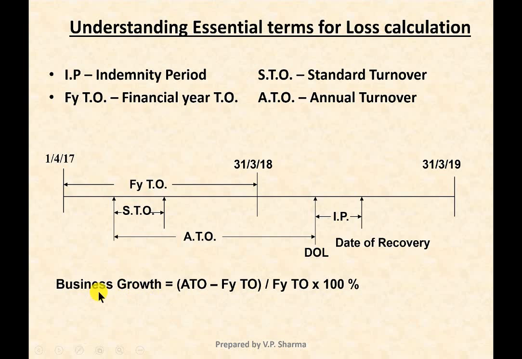Now, as I have explained, the business growth can be found out by this formula: annual turnover minus financial year turnover, divided by financial year turnover, multiplied by 100. This gives you the growth. It can be 10%, 15%, 20%, 25% depending upon the circumstances. On the contrary, if the annual turnover is lower than financial year turnover, that means it is a negative growth. The company is degrowing, and this degrowth or positive growth has to be adjusted while computing the loss.